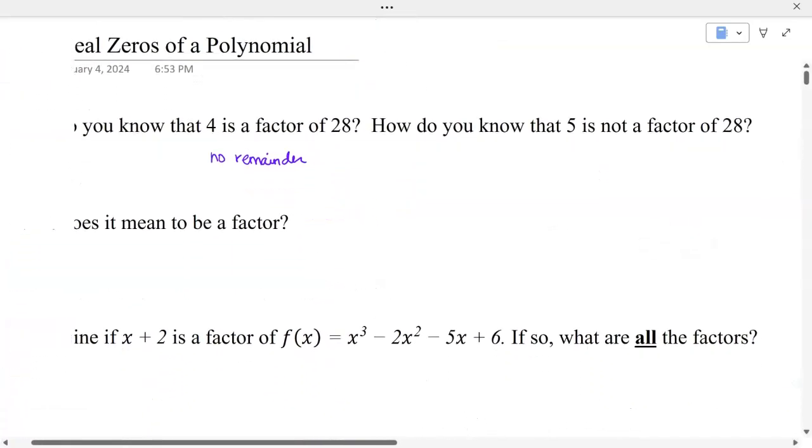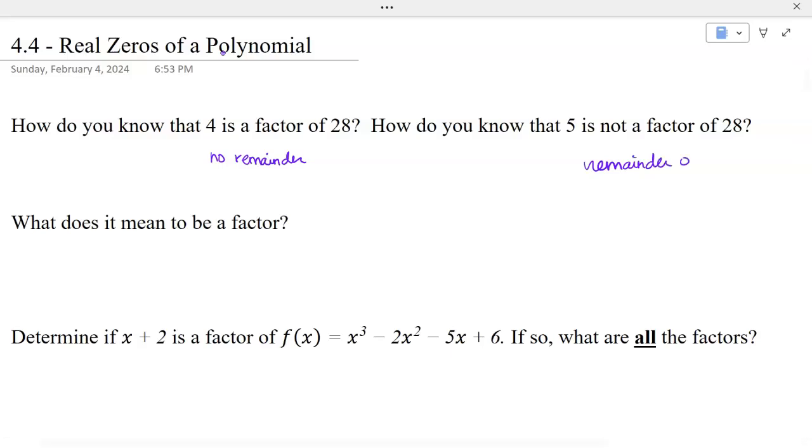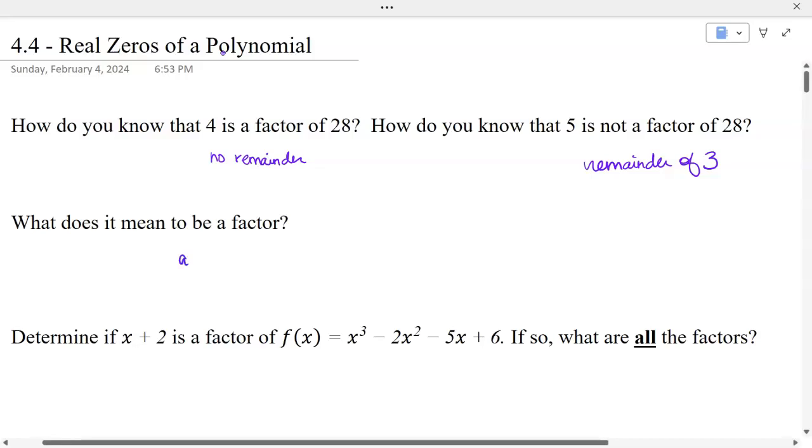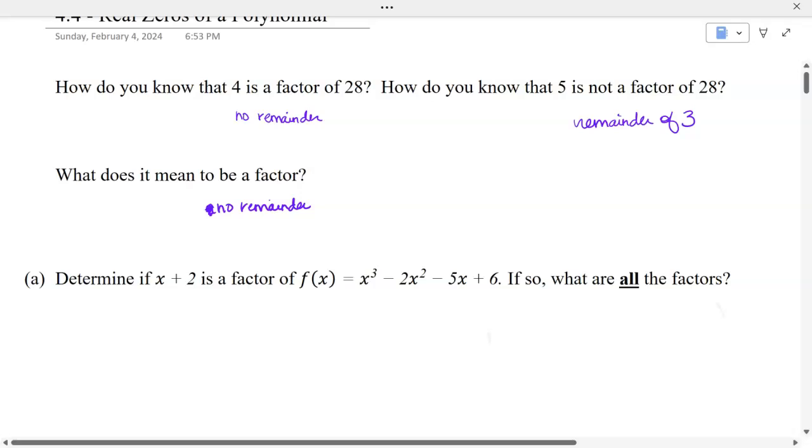And how do we know that 5 is not a factor of 28? We know that because there would be a remainder. In this case, there would be a remainder of 3. So what exactly does it mean for it to be a factor? A factor actually means that when you divide, there is no remainder. So being a factor and having no remainder really go hand in hand.